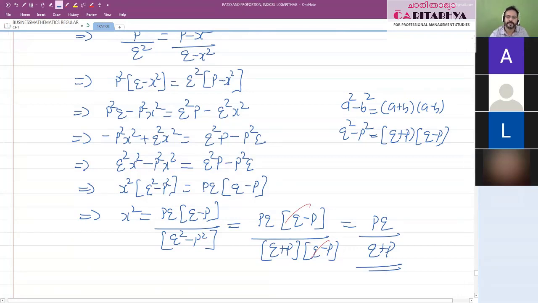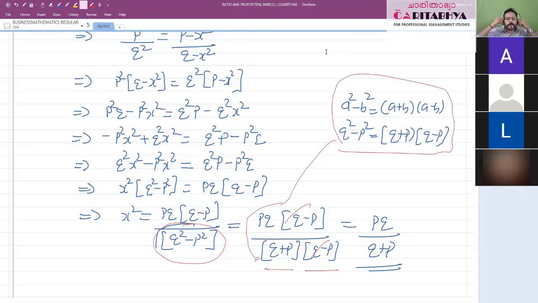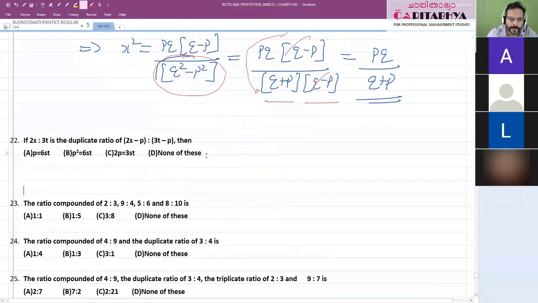Another basic formula to remember: Q² − P² can be written as (Q + P) into (Q − P). This is a particular formula you should remember. Then we will take another question.